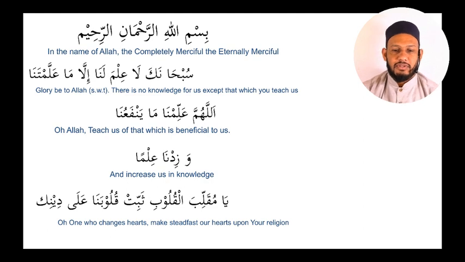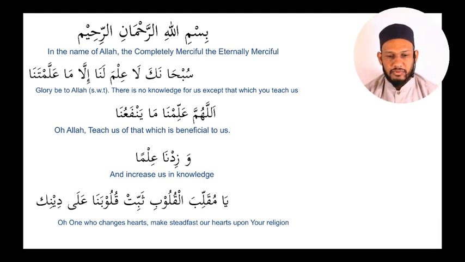Let's all begin the dua together. Bismillahir Rahmanir Rahim. Subhanaka la ilma lana illa ma 'allamtana. Allahumma 'allimna ma yanfa'una wa zidna 'ilma, ya muqallibal qulub, thabbit qulubana 'ala dinik.